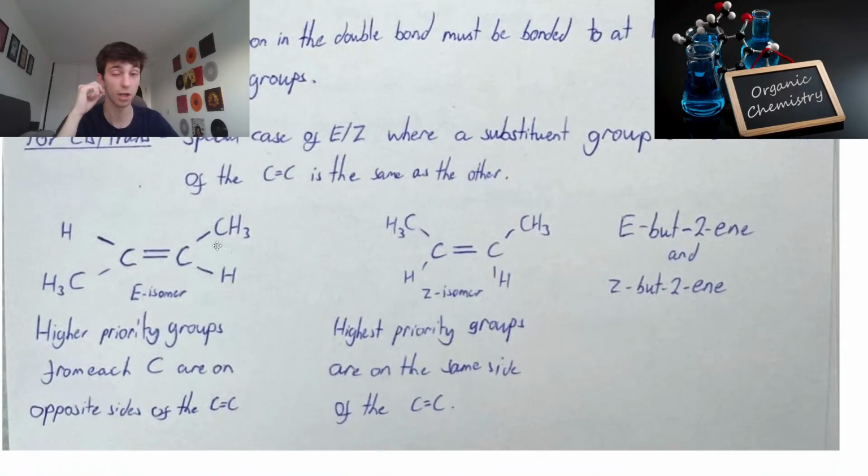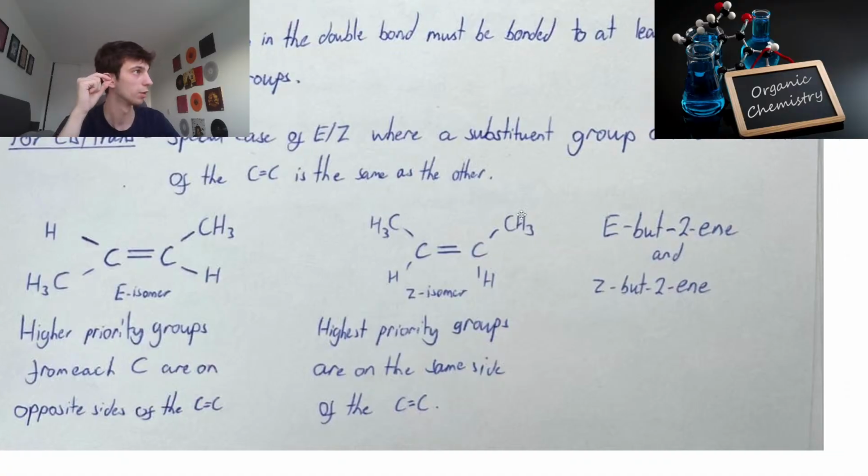So here we have it, guys. The highest priority groups, these CH3s, are on opposite sides of the carbon plane. Opposite sides of that carbon-carbon double bond, guys. This is going to be E, but it's also going to be trans because you can see they both have this CH3 group and they both have this H. They are on opposite sides, so it's going to be trans.